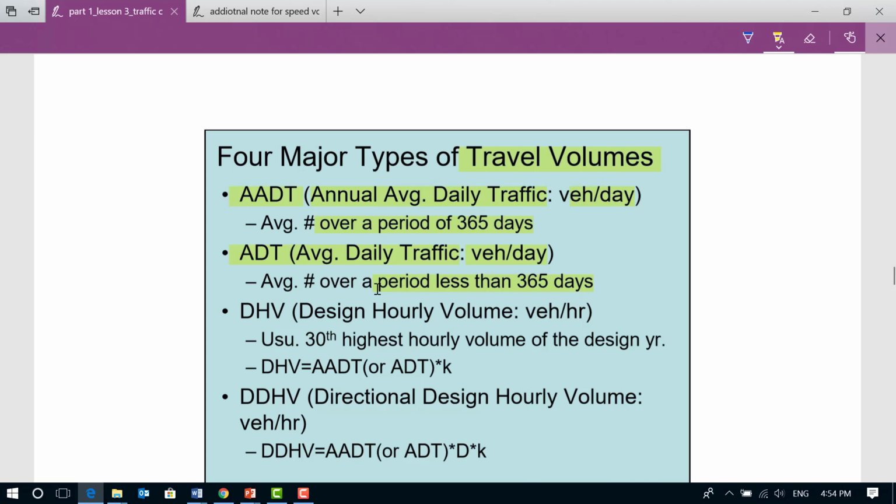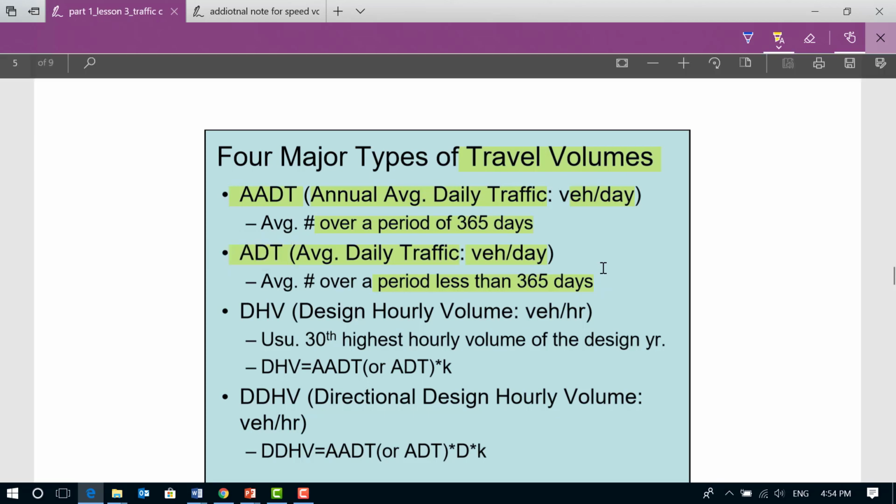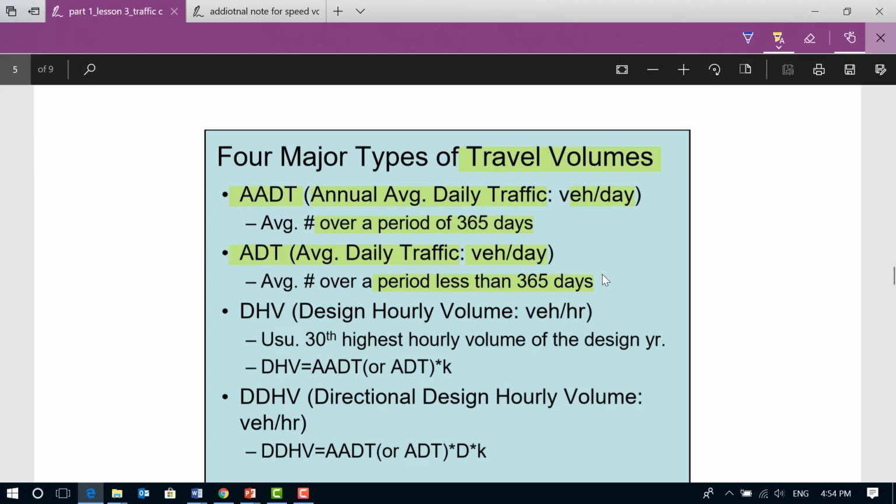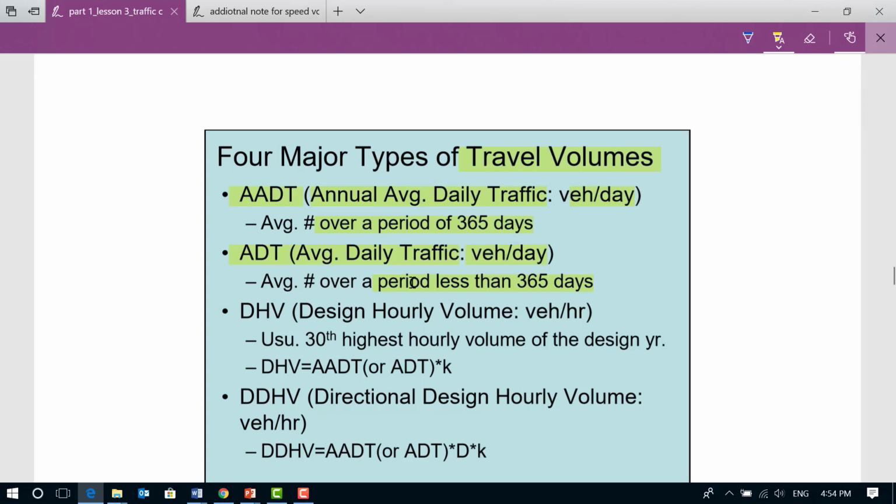So if you want to get a more accurate result, I highly recommend you use the AADT rather than ADT. ADT is not that accurate, especially for those cities where the traffic volume is seasonally fluctuated. So both AADT and ADT, their unit is vehicles per day, number of vehicles per day.